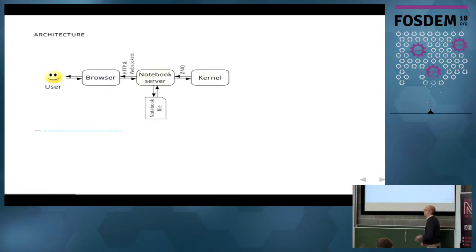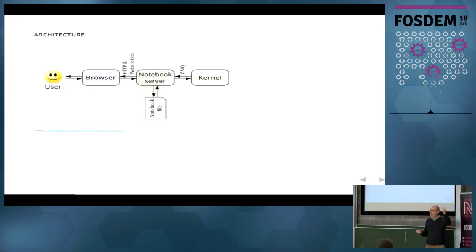So here's another diagram. This is from the Jupyter documentation. In the web use case, you have this notebook server in the middle that's sending stuff to the browser with HTTP and WebSockets. It uses 0MQ to communicate with the kernel. I'm not going to talk about that protocol, but it's kind of messy. And then this server also keeps track of the session. So it writes to this notebook file.